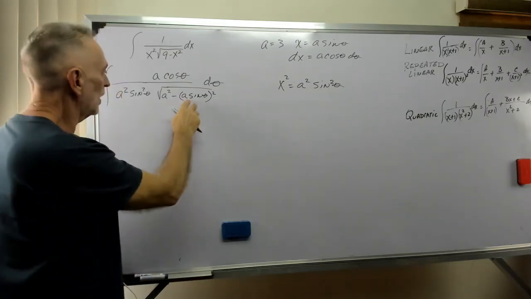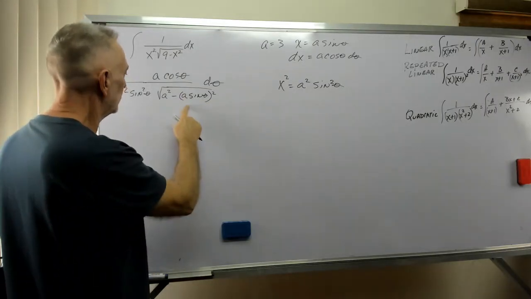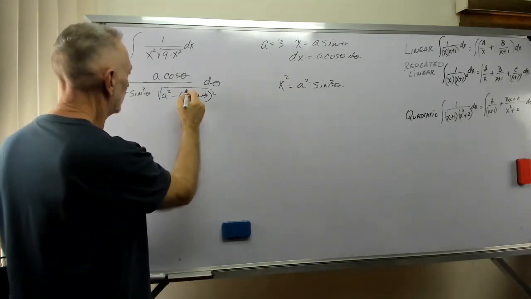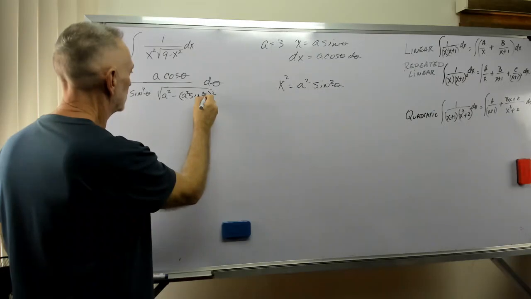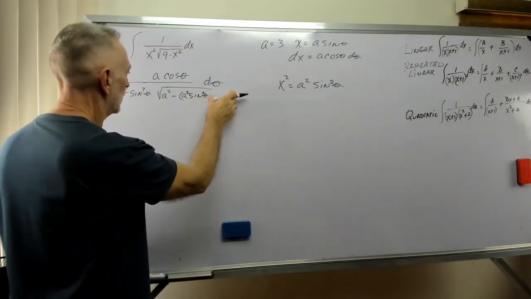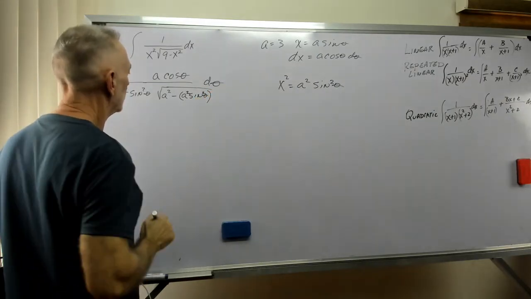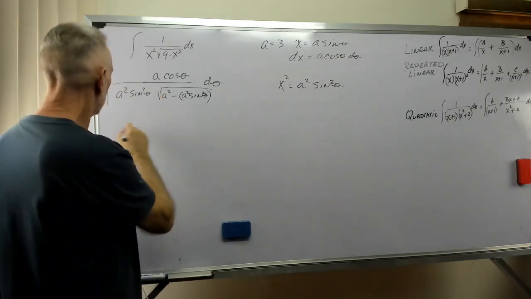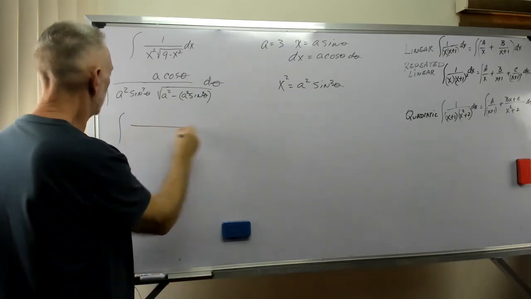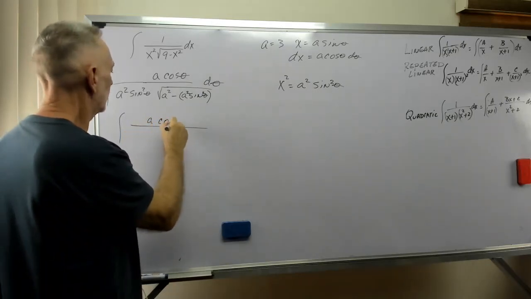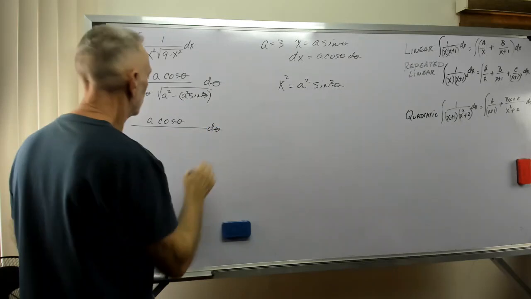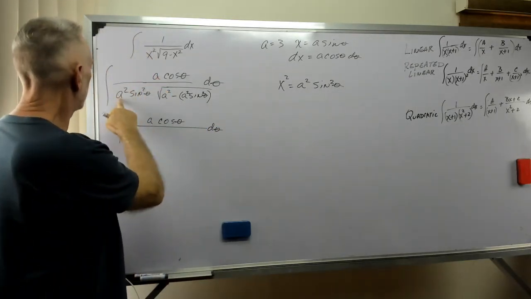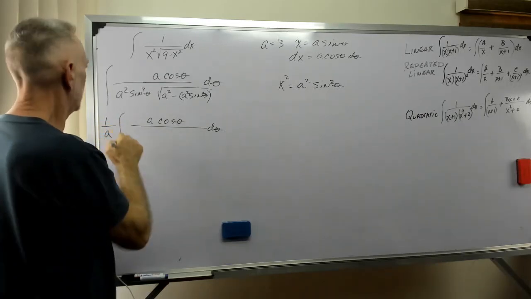Okay, if I square this term, just for the sake of keeping some space, if I square a sine theta, I get a squared sine squared. Now, if I factor, let's move down. So now we have a cosine theta, and we're integrating with respect to theta. All right, a over a squared gives me 1 over a. I'll get that out of the way.